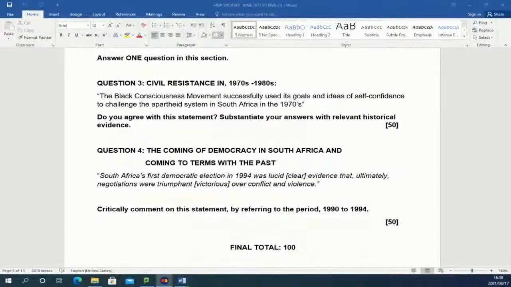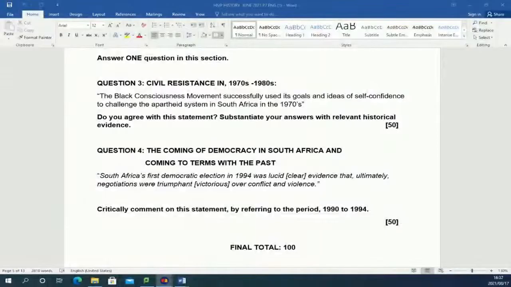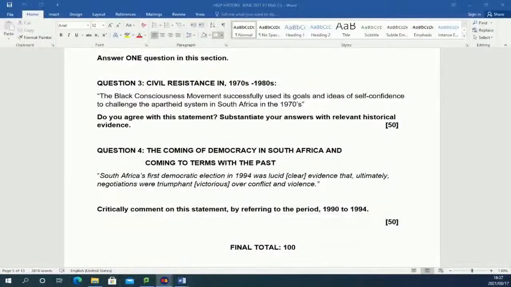Now you would have expanded on that content in the body of that paragraph, in the explanatory lines of that paragraph. But that concluding sentence, that linking sentence that links it to your argument is the thus. Okay? Those ideas of self-confidence, okay? The idea of unity brought people together, whereas apartheid aimed to separate people. And in doing so, it challenged the apartheid system.